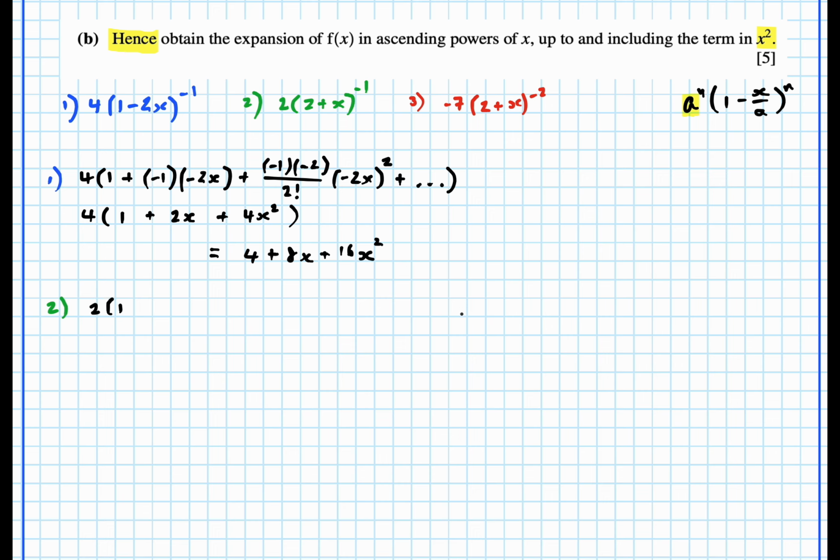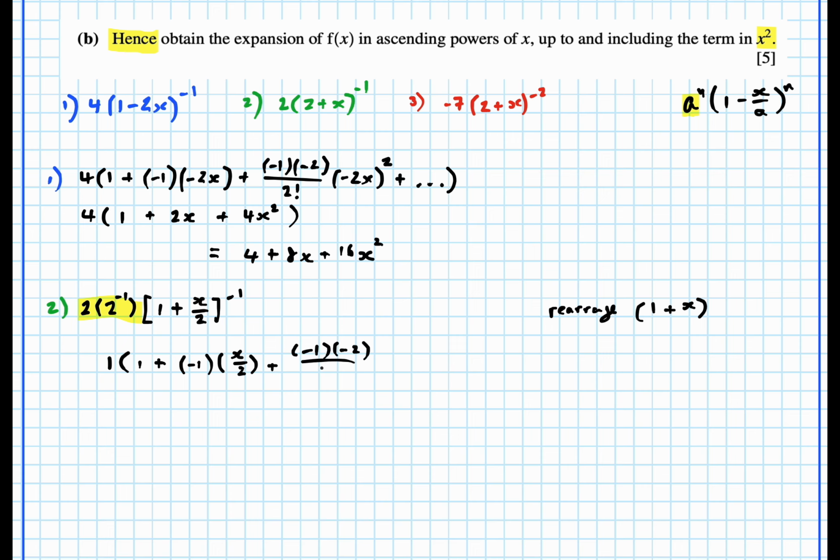The next one now, let's have a look. We have 2 times 2. I need to rearrange this to get 1 plus x. So you're going to multiply your constant out the front, we'll say, so 2. So 2 times 2 to the power of minus 1, which is a half. So 2 times a half is 1. And then you can do it as normal, but fix the x, the variable, as well. So 1 plus x over whatever a was. So you'll have 1 plus x over 2 to the minus 1. And you see that in the first line. I've highlighted just the very front there as well.